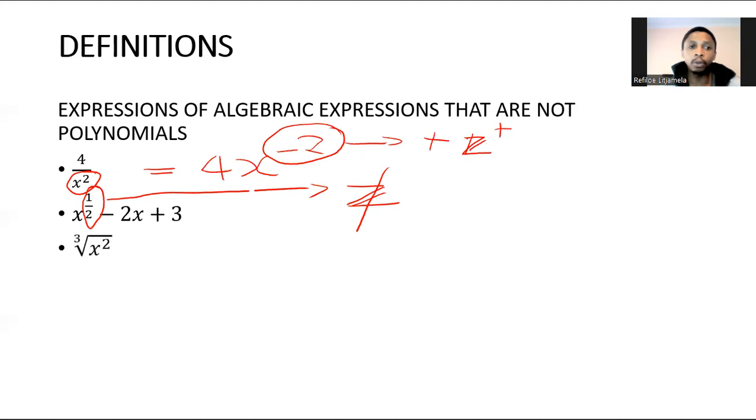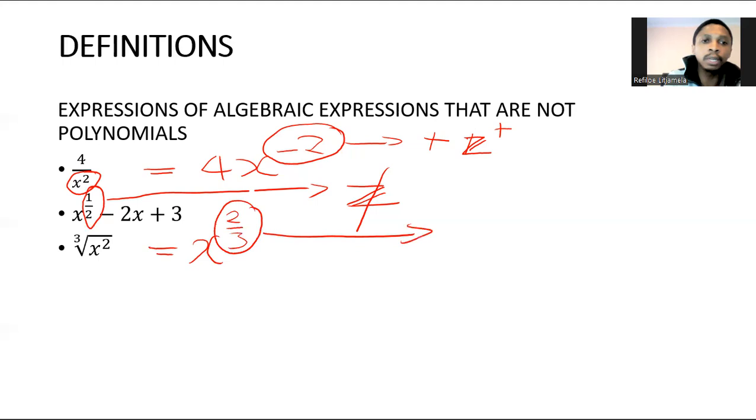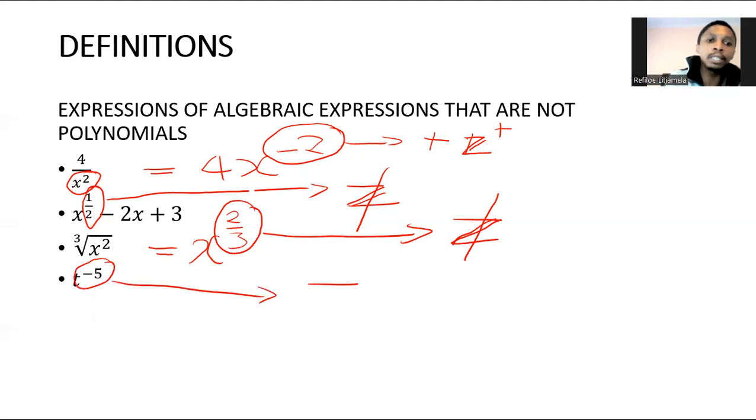And the third one, we've got the cube root of x squared. When you simplify this, you will write it as x to the exponent of 2 divided by 3. Again here, 2 divided by 3 is not an integer. It is a rational number. Therefore, that is not a polynomial. And then we've got t to the exponent of -5. -5 is an integer, but it is not a positive integer.